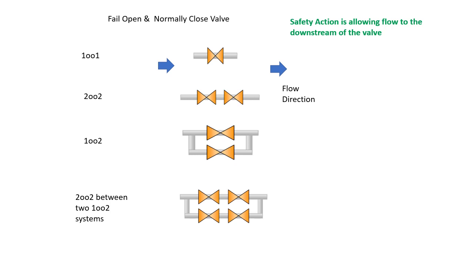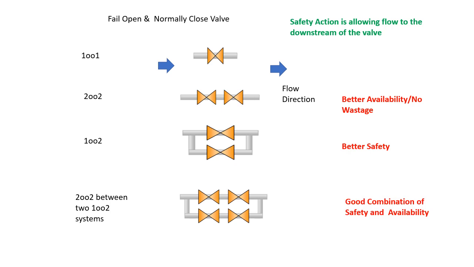And there is another combination. This is the 2 out of 2 between 1 out of 2 systems. So the first one is providing better availability, obviously. What is the second one providing? Better safety, because if any of the valves fails, it opens and it allows the fire water to flow. Whether there is a fire or not, that is a different situation, though definitely there will be wastage, but safety is maintained in the case of the failure, right?